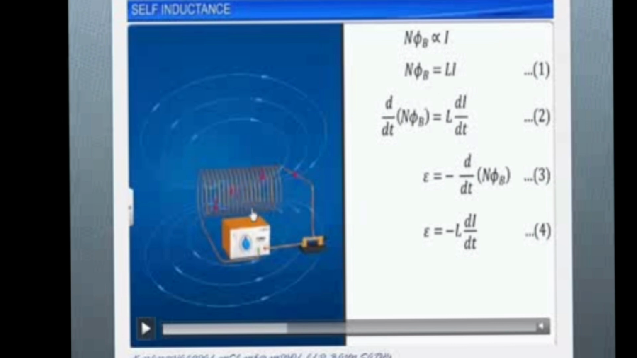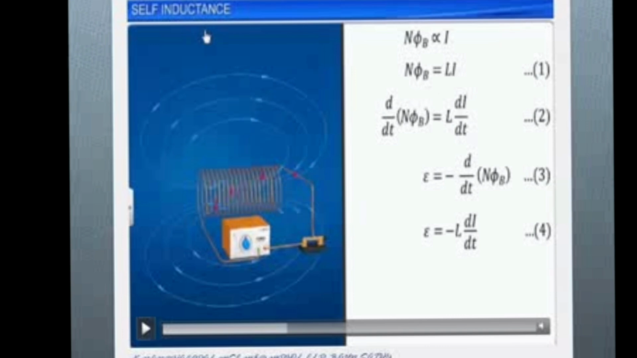When the current is flowing through the coil, a magnetic field is induced. What will happen then? These are the magnetic lines of force. These lines of force are cut by the coil, so an EMF is induced inside the coil again. That induced EMF value is E equal to minus L into di by dt, and that induced EMF opposes the flow of current in the coil.